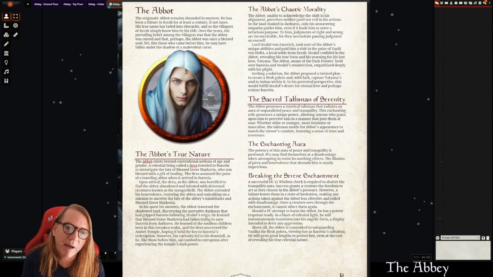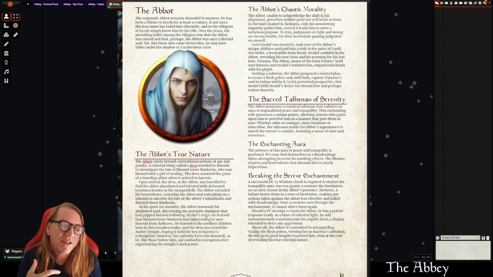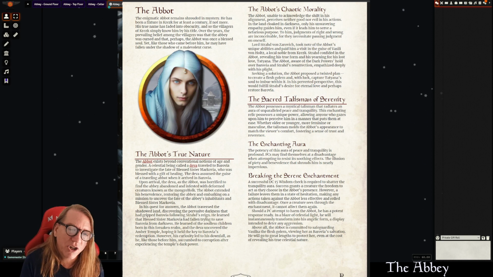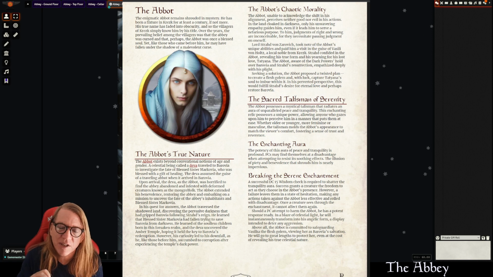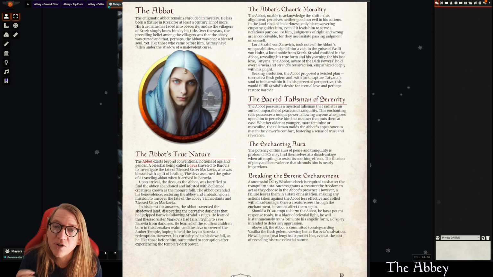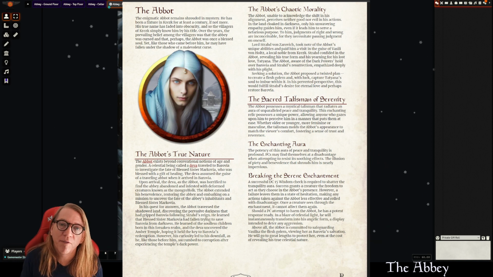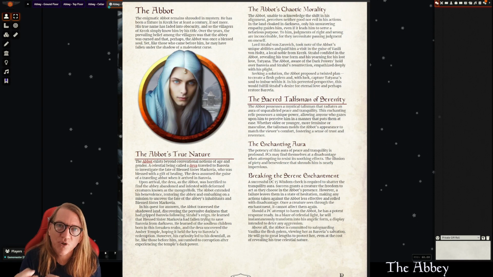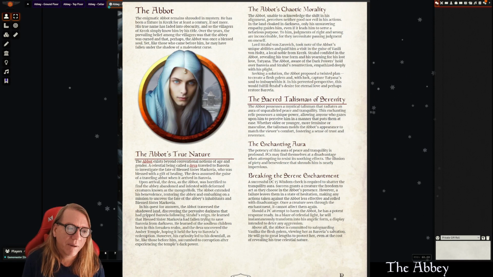In addition, the Abbot has this talisman of serenity that creates this enchanting aura. We've got some information about that and how the players deal with this. So this gives you an understanding of who the Abbot is, also how he is the caretaker to the Mongrelfolk, and this unusual relationship that he has with Strahd, and why he is building this flesh golem.